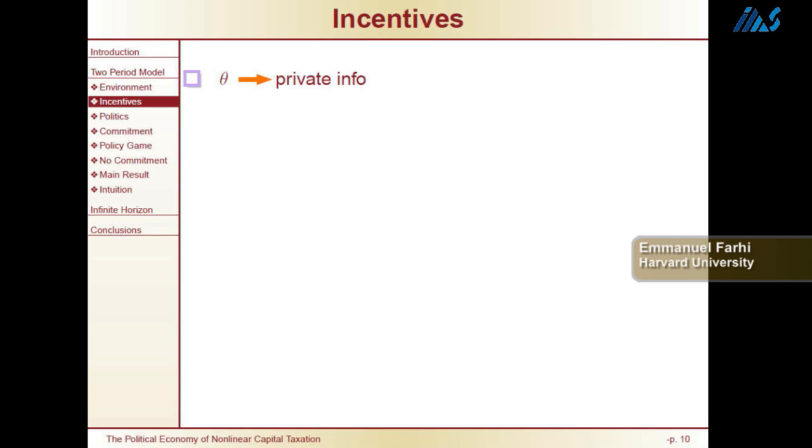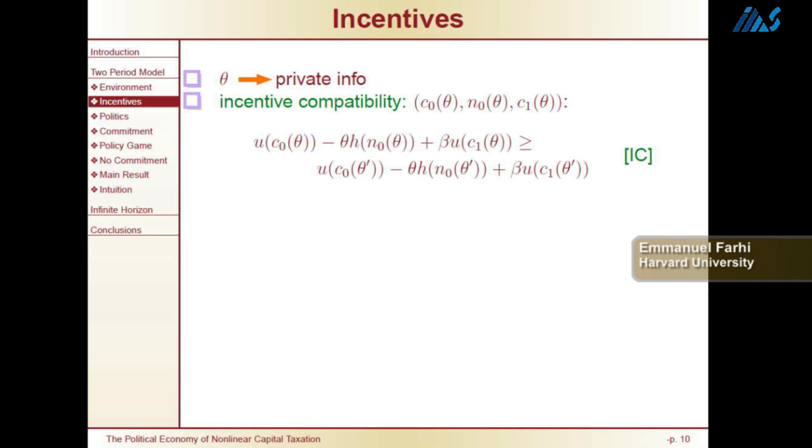Now, in order to introduce a trade-off between redistribution and incentives, I'm going to use this familiar modeling device by now, which is to make theta private information. Okay. And for that reason, allocations are going to have to be incentive compatible. Okay. And you can see that I'm writing allocations directly as a direct mechanism, appealing to the revelation principle. You'll see that there can be issues with the revelation principle in economies like that when I go to the dynamic setting, and I'll talk more about that then. But this is not an issue here. All right, so these are the incentive constraints.